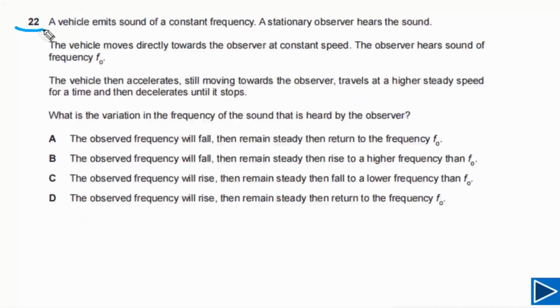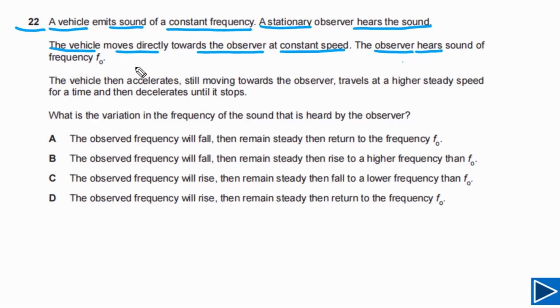For question number 22, it is given to us that a vehicle emits sound of a constant frequency. A stationary observer hears the sound. The vehicle moves directly towards the observer at constant speed. The observer hears sound of frequency f0.